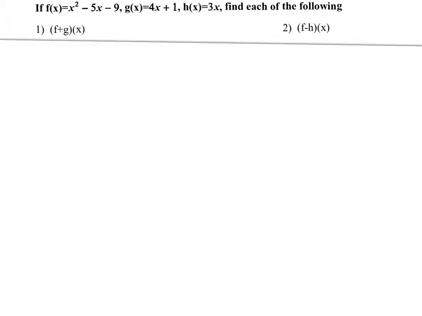Alright guys, let's start off here on number 2. For this one, we're just going to follow the instructions here. This says f minus h. So I'm just going to take the f function, which you can see is written up here, and subtract the h function, which you can see is written right there. So f, I'm just going to rewrite it out here, and then minus parentheses 3x.